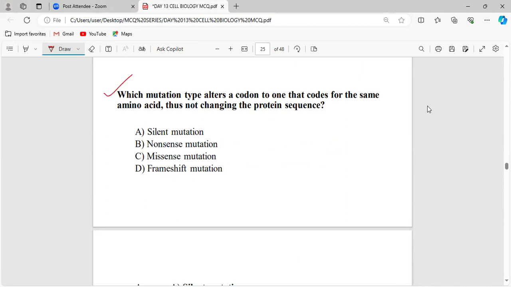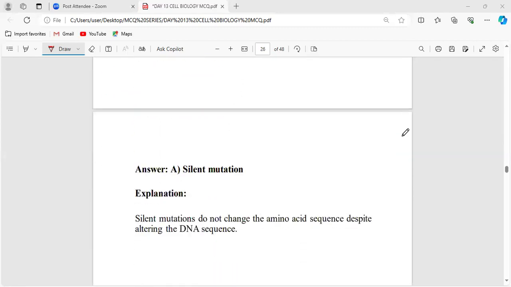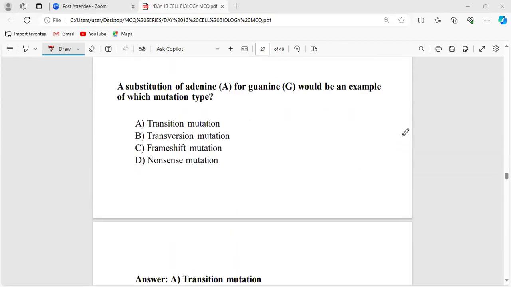Okay. Just tell me which mutation type alters a codon to one that codes for the same amino acid, thus not changing the protein sequence. Even though that is the same question repeating, just answer. It's just like a revision. Okay. That will obviously be a silent mutation.